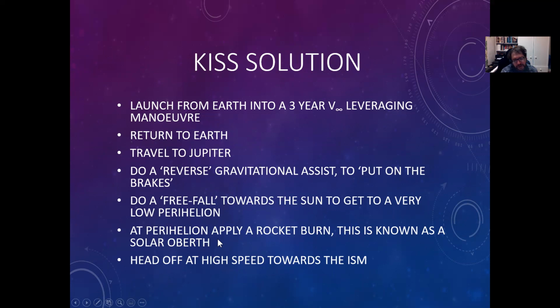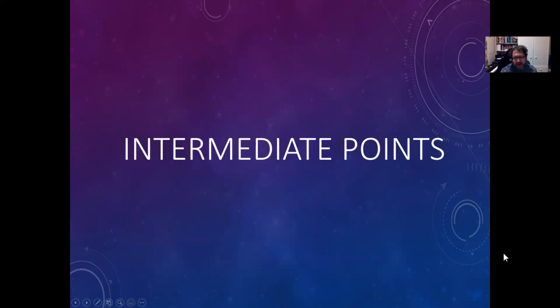So it's a question of applying all your thrust at the perihelion point, and that maximizes your increase in energy, and that allows you to escape the sun's gravitational field with the maximum speed. You head off towards the interstellar medium in the case of KISS. What we want to do, though, is head off towards Oumuamua. So we can use exactly the same strategy, but head off towards Oumuamua instead. So how do we apply this to Oumuamua?